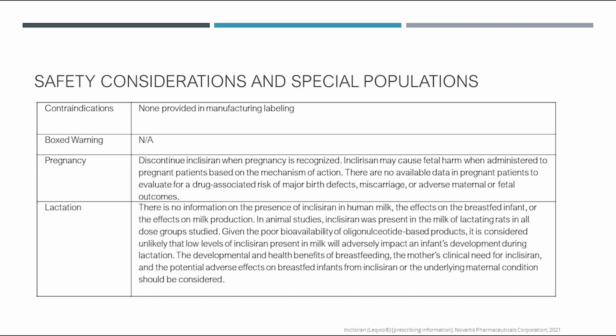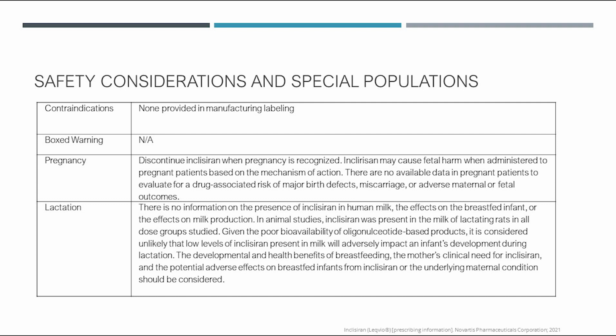Inclisiran may cause fetal harm when administered to pregnant patients based on the mechanism of action. There are no available data in pregnant patients to evaluate for a drug-associated risk of major birth defects, miscarriage, or adverse maternal or fetal outcomes. We also don't have any information on the presence of inclisiran in human breast milk, breastfed infants, or just generally its effects on milk production.